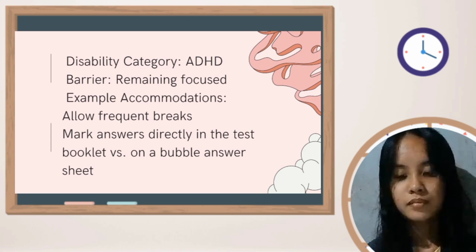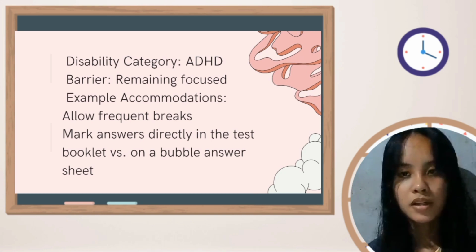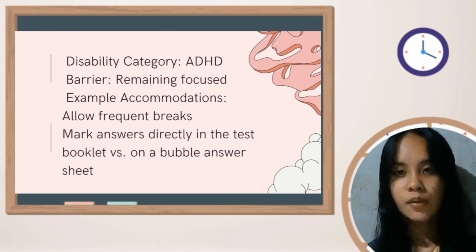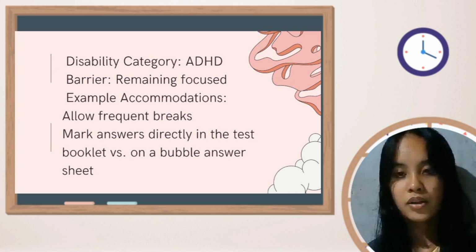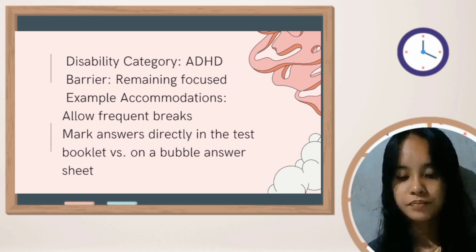This disability category is ADHD, known as Attention Deficit Hyperactivity Disorder, a chronic condition that affects millions of children and often continues into adulthood. The main barrier is remaining focused, and the accommodations are to allow frequent breaks and to mark answers directly in a booklet or on a bubble answer sheet for them to learn the questions or lessons.